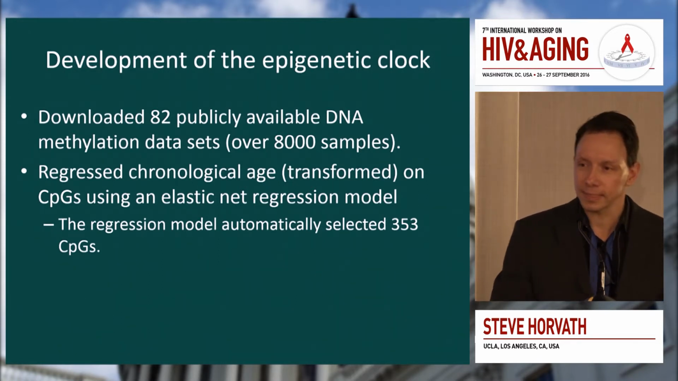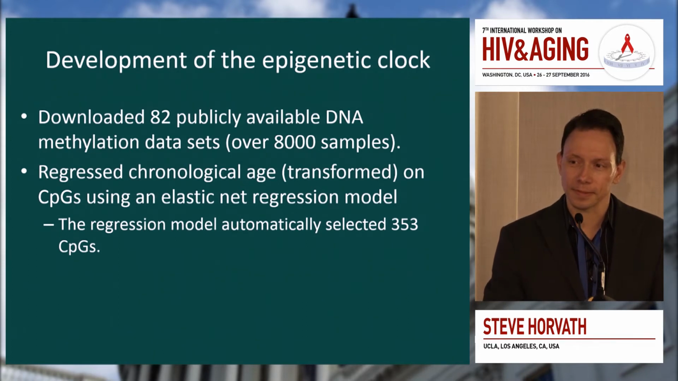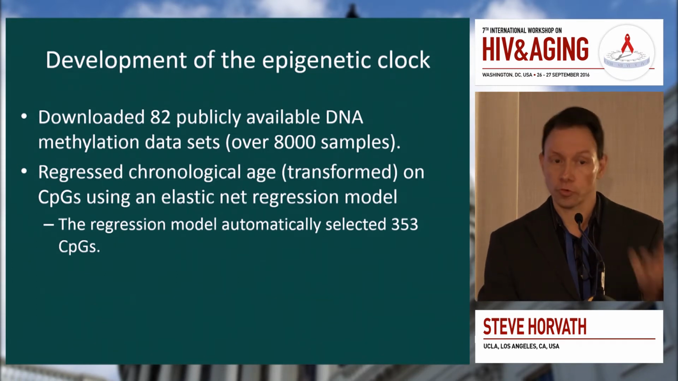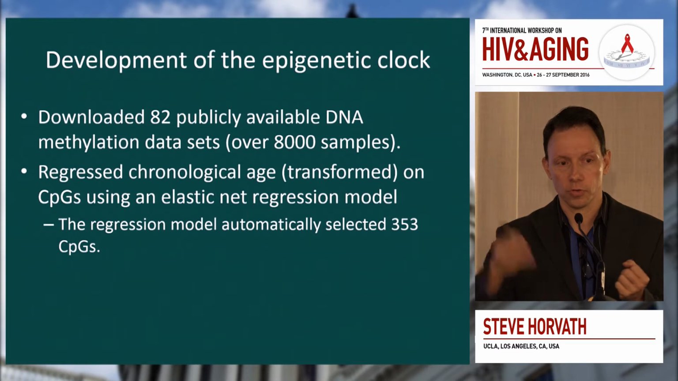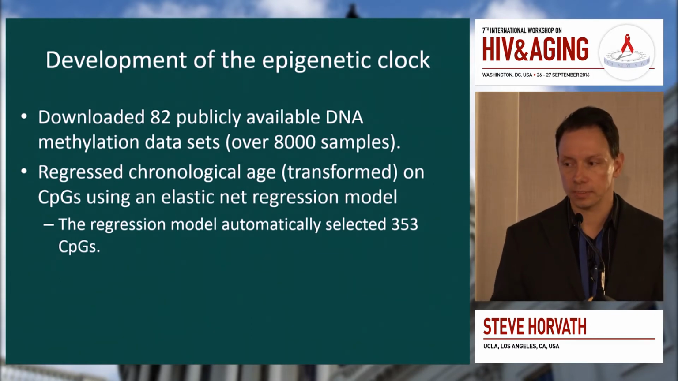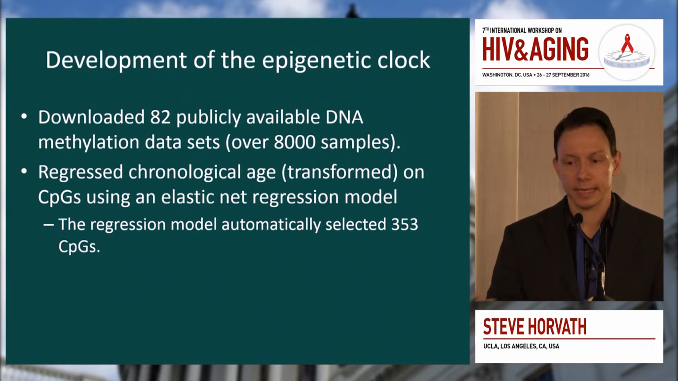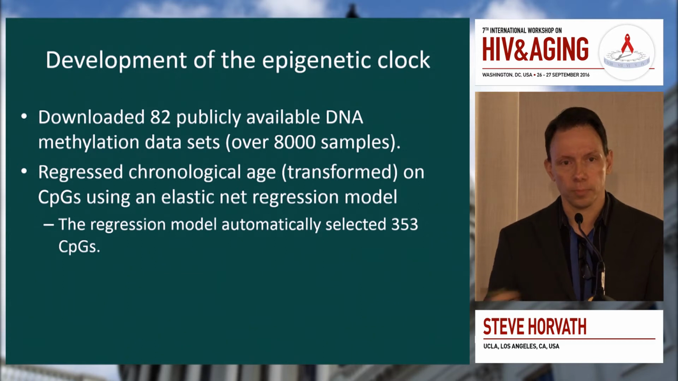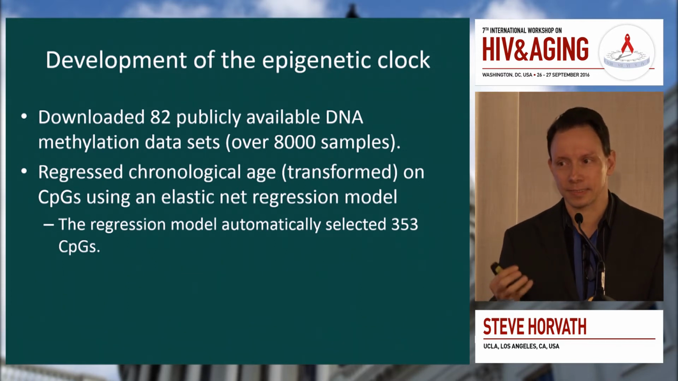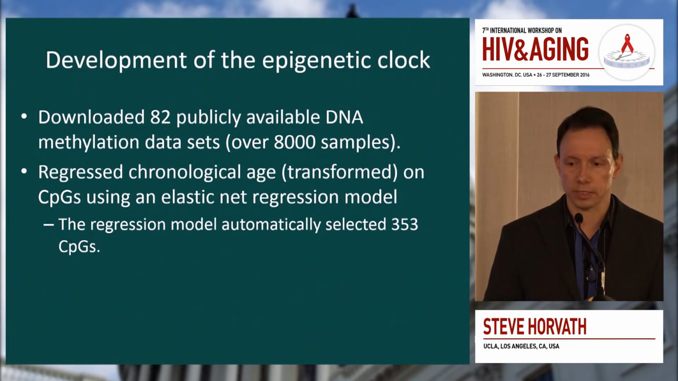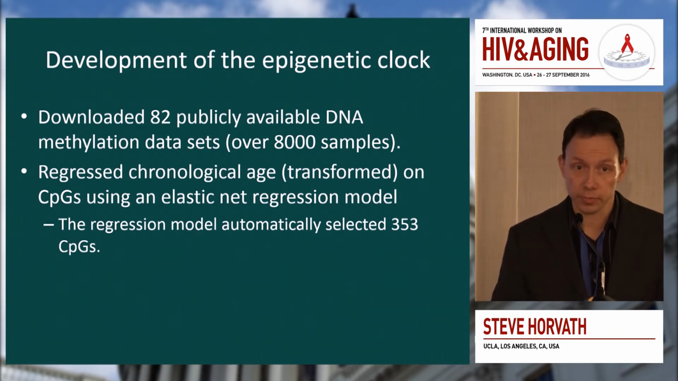And so, statistically speaking, the analysis is straightforward. You have an outcome measure, chronologic age. You have covariates, these CpGs, and you have a regression task. And so I used a so-called elastic net regression model, which automatically selected the CpGs that best predict chronologic age. And there were 353 CpGs.